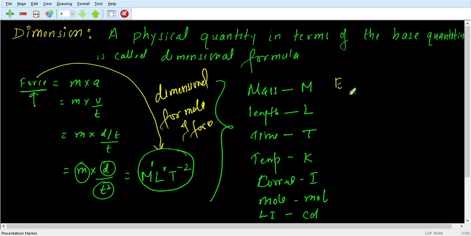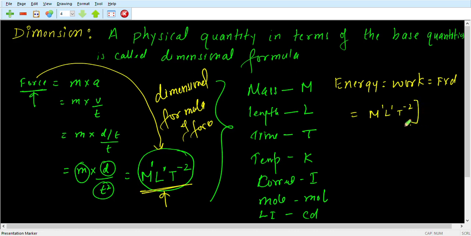Now in that way you can deduce the dimensional formula for other derived physical quantities. If you want to derive the dimensional formula for energy, as you know, energy is nothing but work done, and work done is force times displacement. As you have already found the dimensional formula of force, you can write it directly: M to the power 1, L to the power 1, T to the power minus 2, times L. We enclose the dimensional formula in square brackets. So the dimensional formula of energy will be M power 1, L power 2 and T power minus 2.